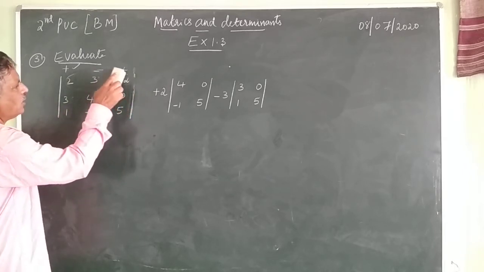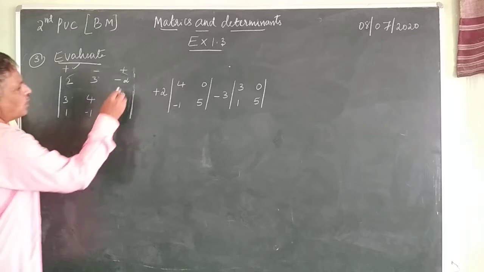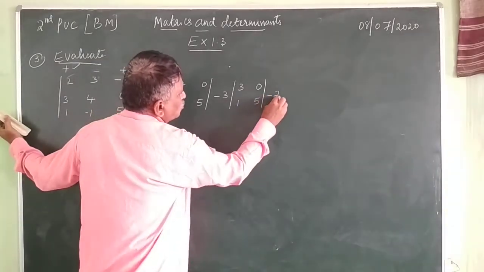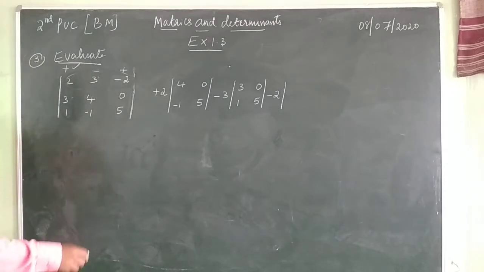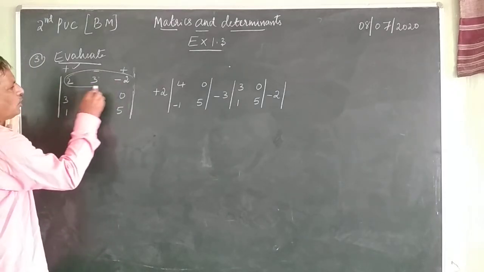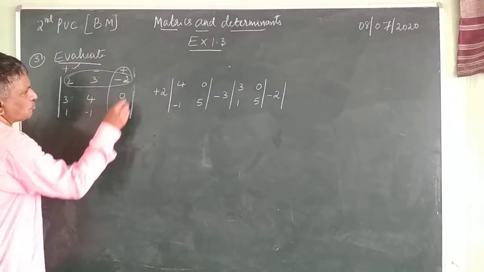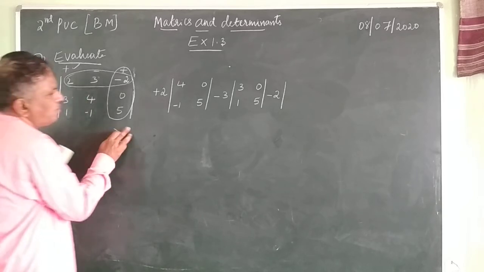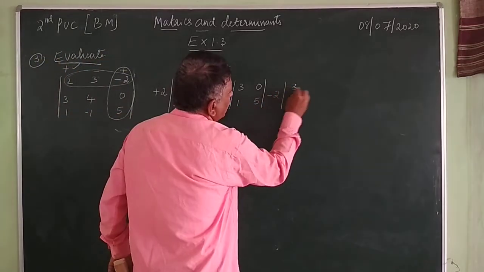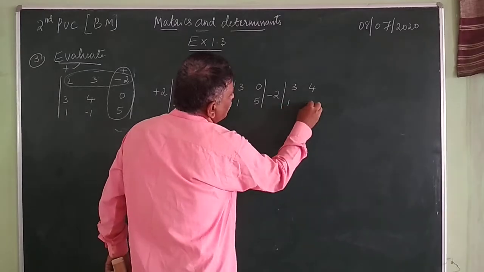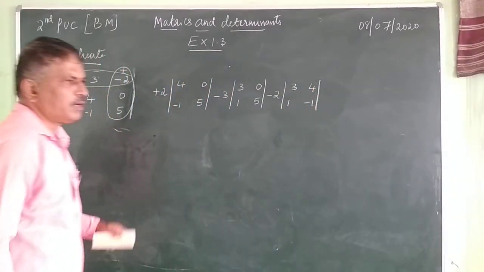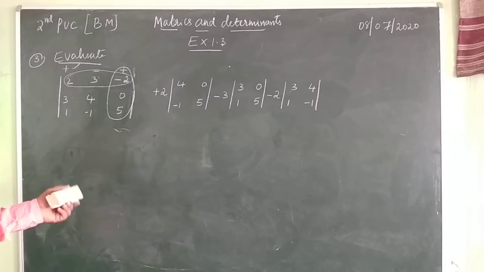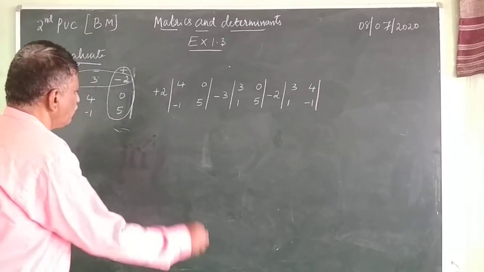I have to take 2. So what sign do we have? Minus into plus, minus 2. So when I take 2, the row related to the 2 is this one and the column is this one. If I delete both of that, I will get 3, 4, 1, minus 1. Now what happened? I have converted the third order determinant into a second order determinant.